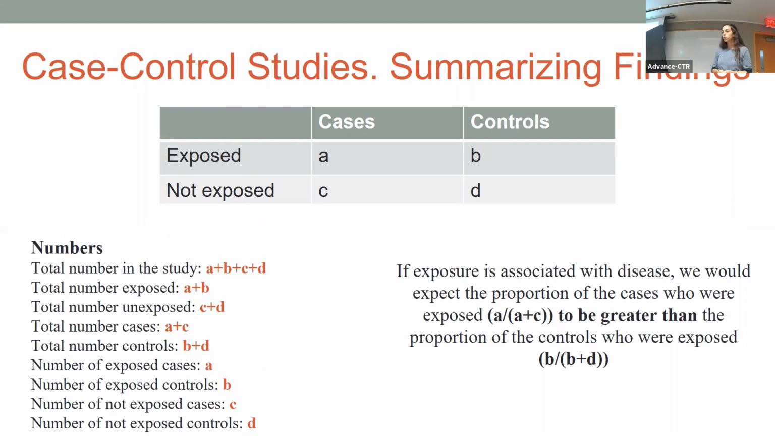So in a case control study, we can summarize our findings again in this 2x2 table. And what we're going to be doing is comparing the proportion of cases that were exposed to the proportion of controls that were exposed. Since the total number of cases is A plus C, the proportion of cases that were exposed is A divided by A plus C, and the proportion of controls that were exposed is B divided by B plus D.